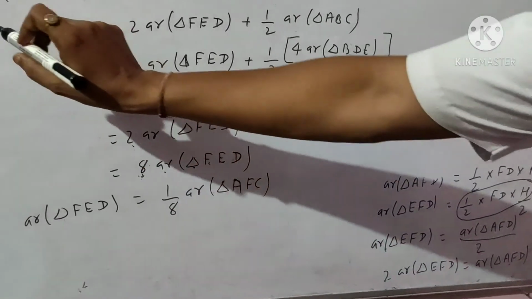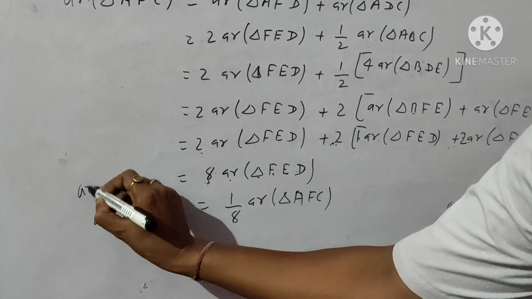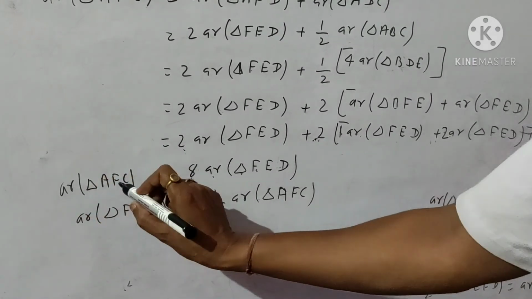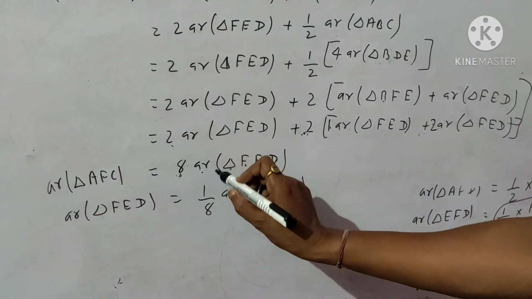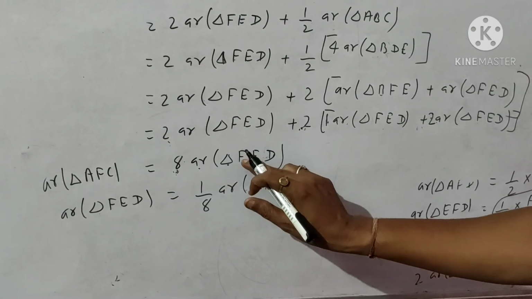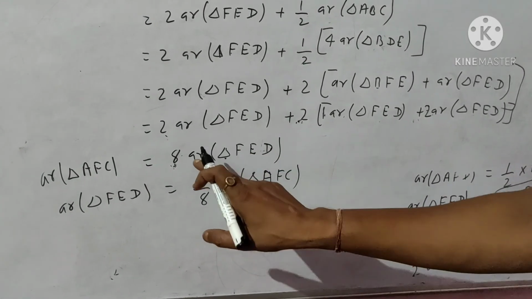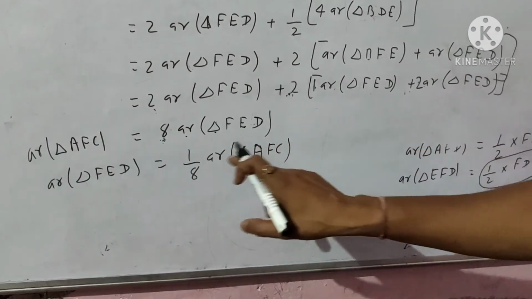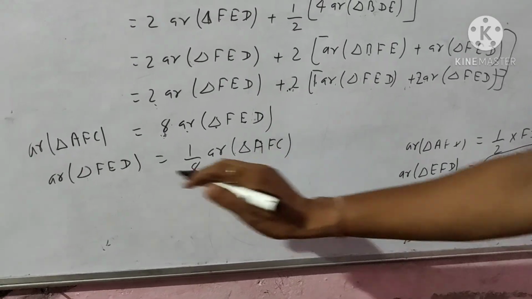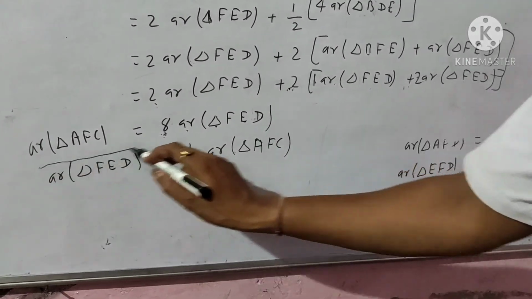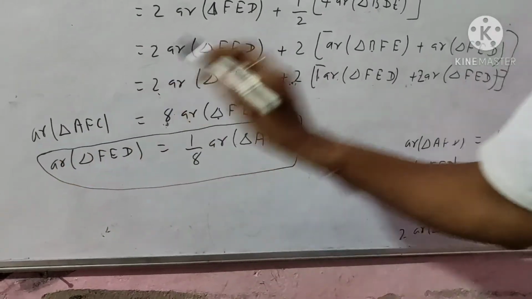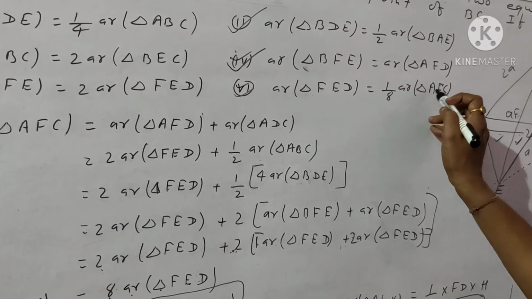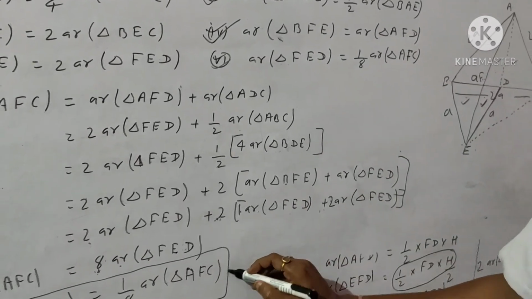So we can write here area of triangle AFC is equal to 8 times area of triangle FED. So area of triangle FED is equal to 1 by 8 area of triangle AFC. This is your final answer student. Look at here, area of triangle FED is equal to 1 by 8 area of triangle AFC.